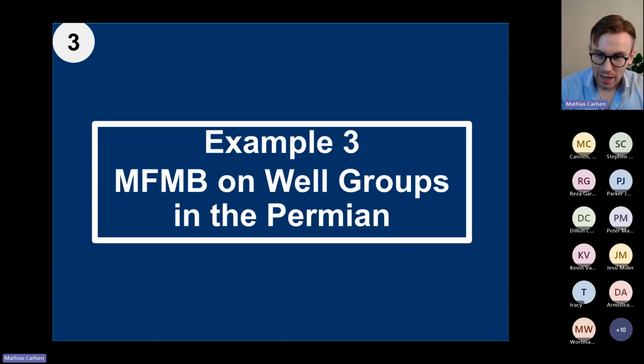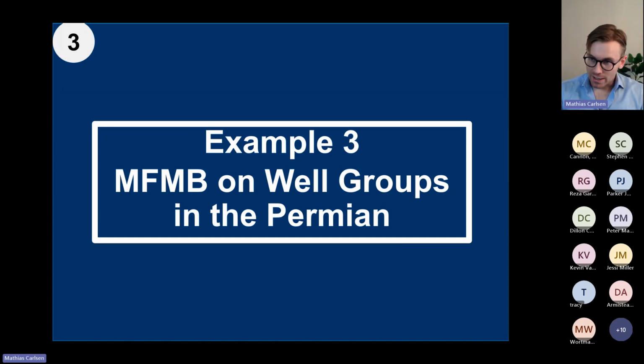So the last case study before we do the exercises together is related to using this methodology on a set of wells in the Permian. Not doing this exercise on one well, but can we actually do it on all the wells on a pad and say this is the contacted pore volume of all these wells at the same time, accounting for well-to-well interference and all these things.